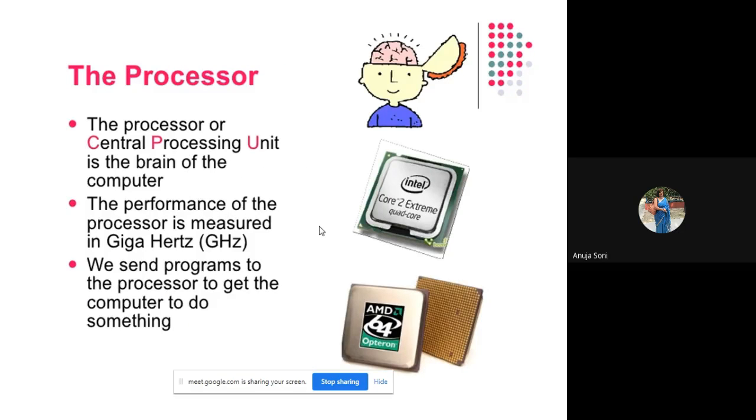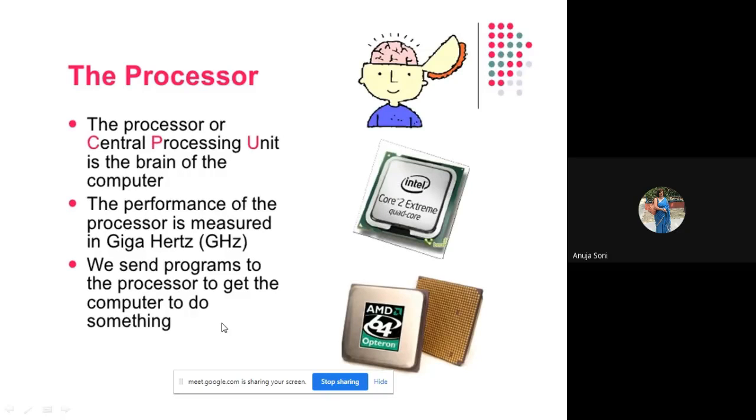Now we come to the processor. Processor means by default we are going to talk about the CPU, Central Processing Unit. The processor, or Central Processing Unit, is the brain of the computer. The performance of the processor is measured in terms of gigahertz. This is called the unit of your speed.